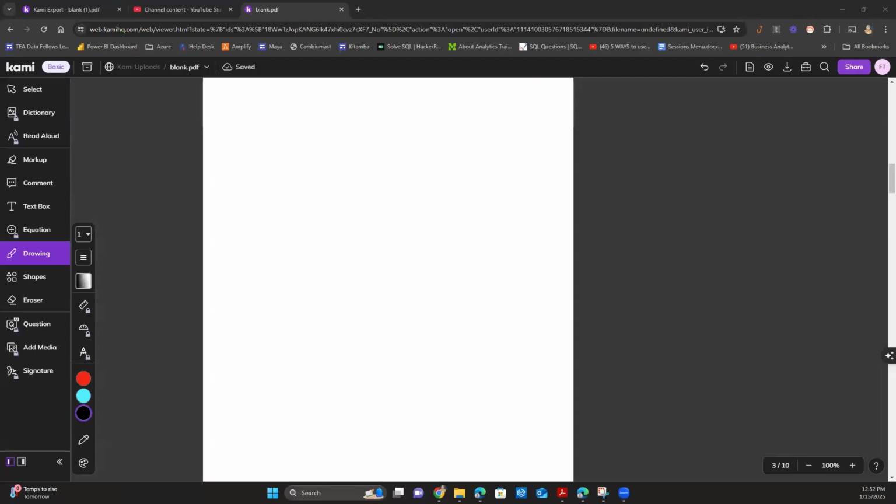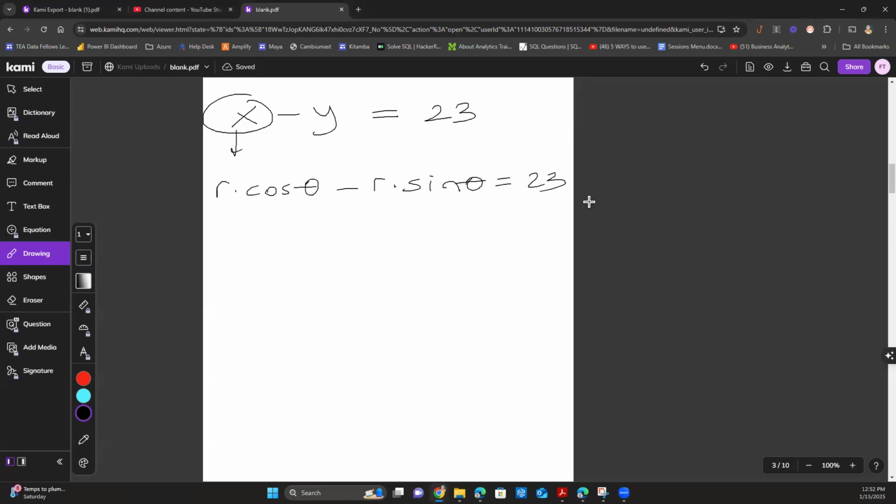We want to convert x minus y equals 23 to the polar system. Instead of x, I can write r times cosine of theta. Instead of y, I can write r times sine of theta. And this can be written as 23. So technically, this answer is right. There are no more x and y.